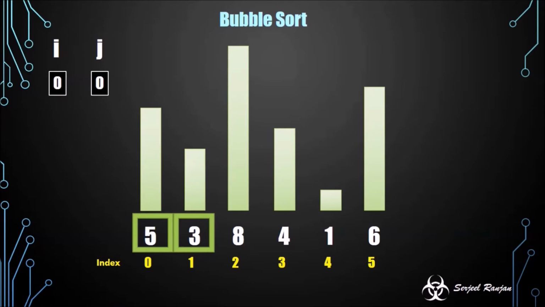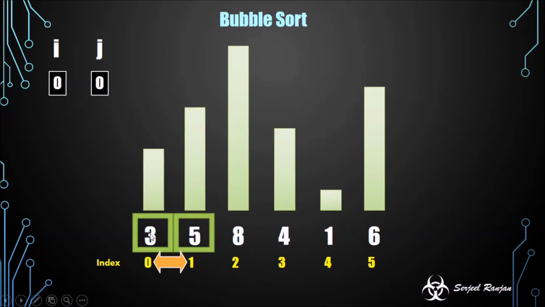Let us start doing the operation over this array. Initially, both our i and j values are 0. j is 0 because our window is present on the 0th index. Now let us compare these two values. 5 is greater than 3, which is not in the correct ascending order as we expect, so we will swap these values. As I have swapped them, you can see 3 has come to the left side and 5 has come to the right side. So the work here is done.